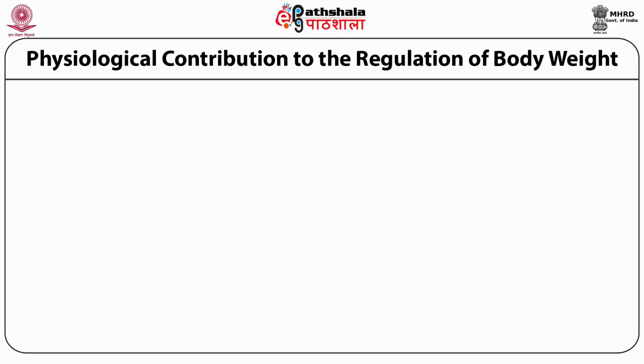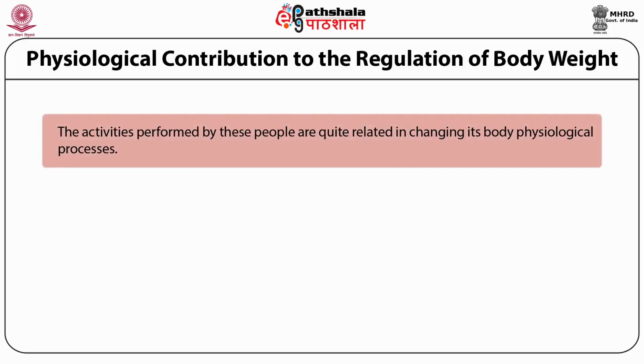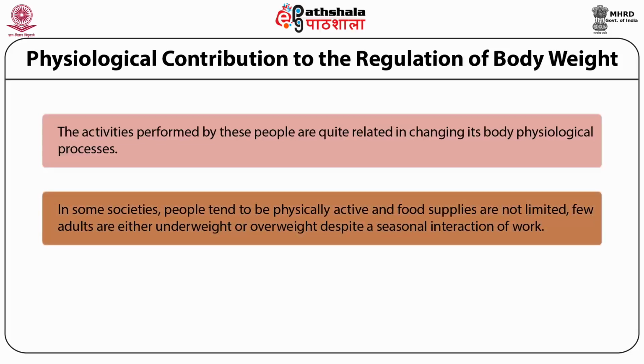Let's understand the physiological contribution to the regulation of body weight. Physiological processes are responsible for the regulation of body weight. Different societies have different patterns of food habits, and it also helps in changing body composition. The activities performed by these people are quite related in changing their body's physiological processes. In some societies, people tend to be physically active and food supplies are not limited. Few adults are either underweight or overweight despite a seasonal interaction of the work.